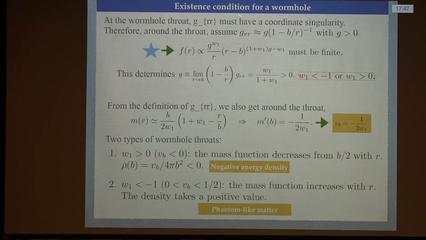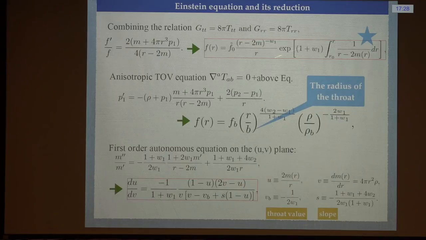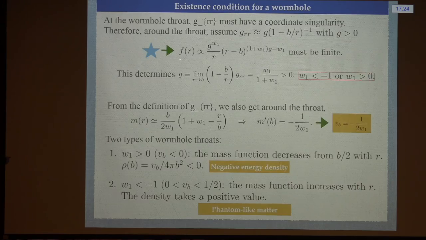Now let's check the existence condition for wormholes. At the wormhole's throat, the GRR must have a coordinate singularity. Therefore, let us assume that GRR takes this form with positive z. Then, from this equation, we get that F(r) takes these forms.